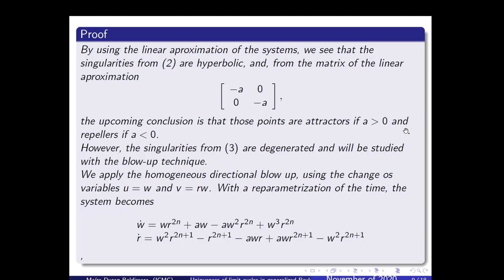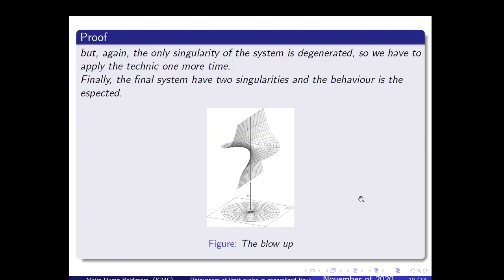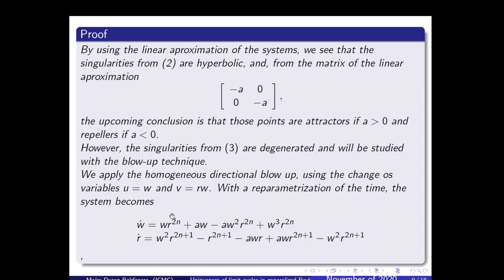and in the first chart, the singularities are hyperbolic because we can do a linearization of the system, and from this we understand the local behavior of the singularities, and the points are attractors if A is positive and repellers if A is negative. But in the second chart, the singularities are degenerate, so we have to apply the blow-up technique to study them, and using the change of variables with the reparameterization of the time, the system becomes this.